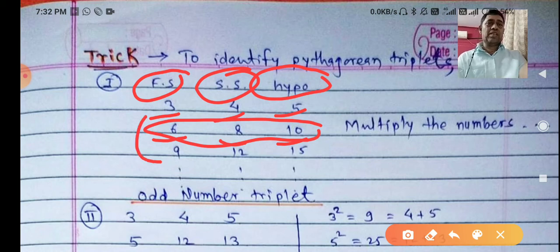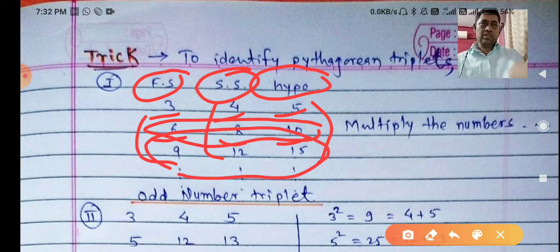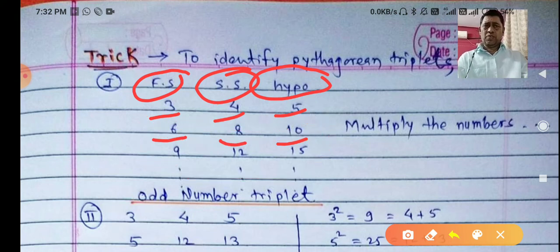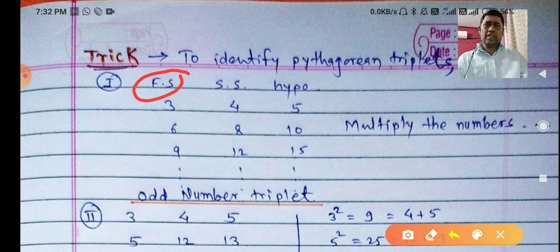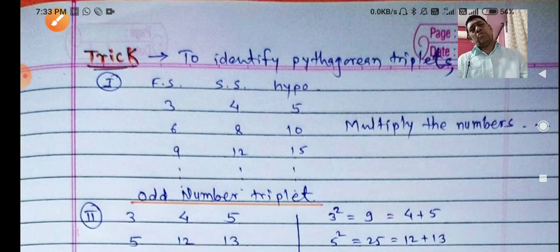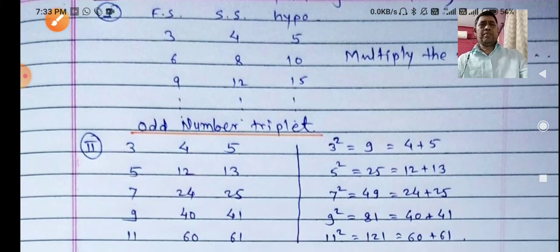Again 3 threes are 9, 4 threes are 12 and 5 threes are 15. So 9, 12 and 15 is also a Pythagorean triplet. In this way, we get so many triplets from that one triplet, 3, 4 and 5. We only have to multiply it, then we get many more triplets.